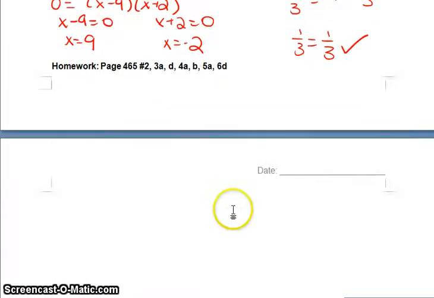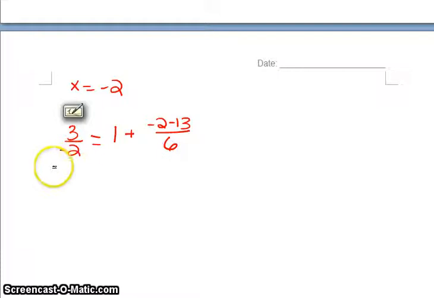So I'm just going to start up a new page here. And so here we have x is equal to negative 2. So there we have 3 over negative 2 is equal to 1 plus negative 2 minus 13 all over 6. We can write this as negative 3 over 2 is equal to 1, and that'd be plus negative 15 over 6.